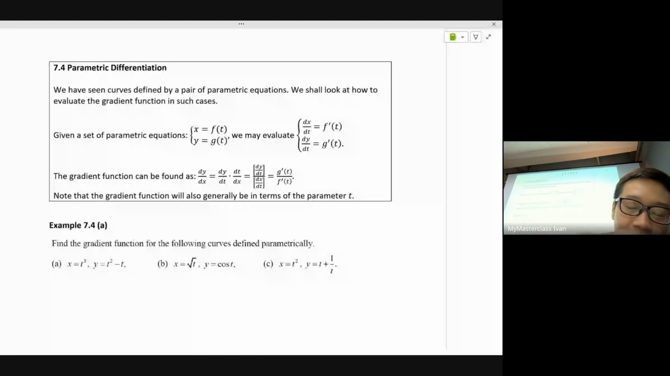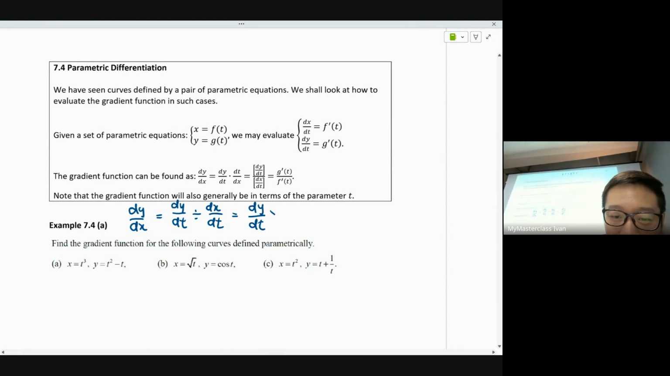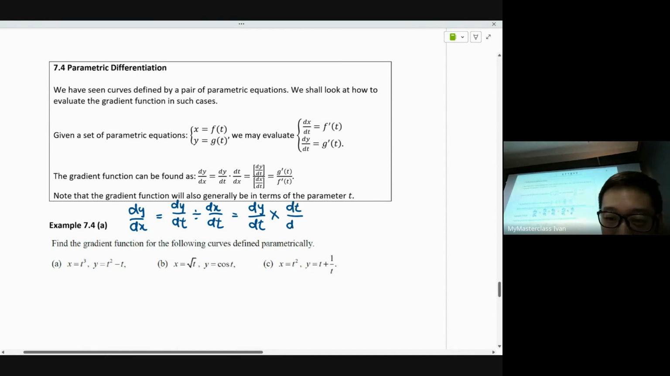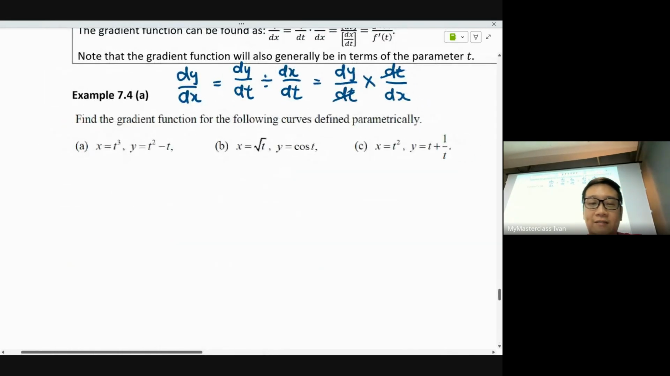So if you want to do parametric differentiation, always write at the top first: dy dx equals dy dt divided by dx dt. Why? Because if you flip the divide to become times, this will become dt dx, and then you cancel, they are mathematically equal. Understand? Okay, so how do you get dx dt from here? Can you see? Because parametric talks about 3 types of variable, x, y, and t.